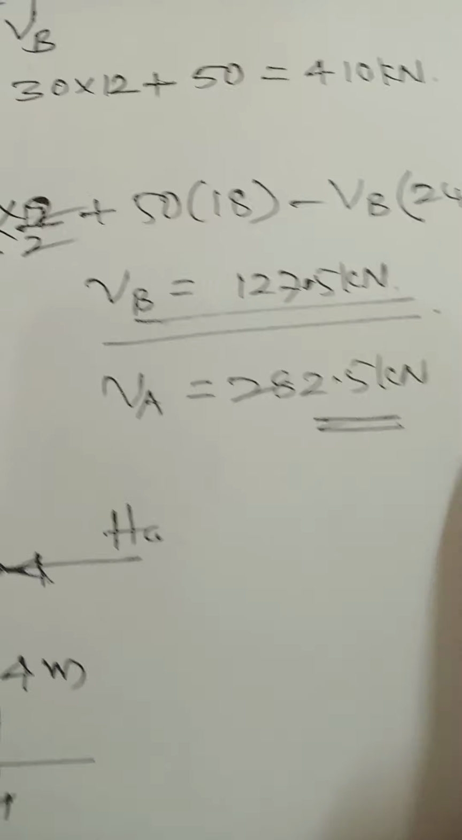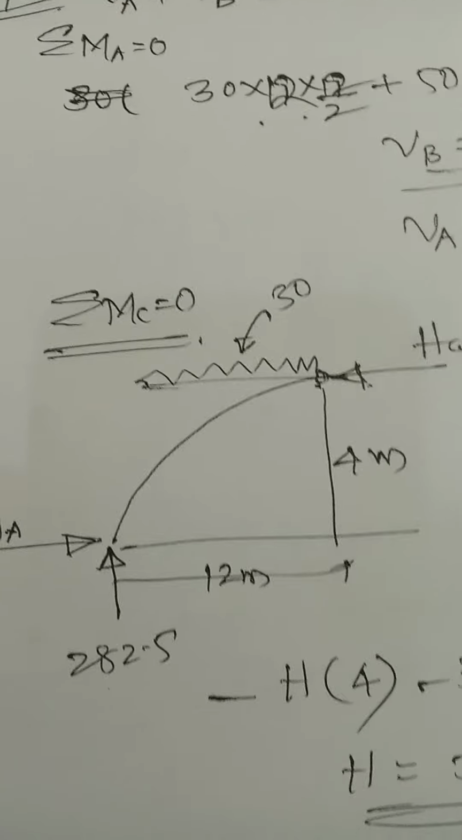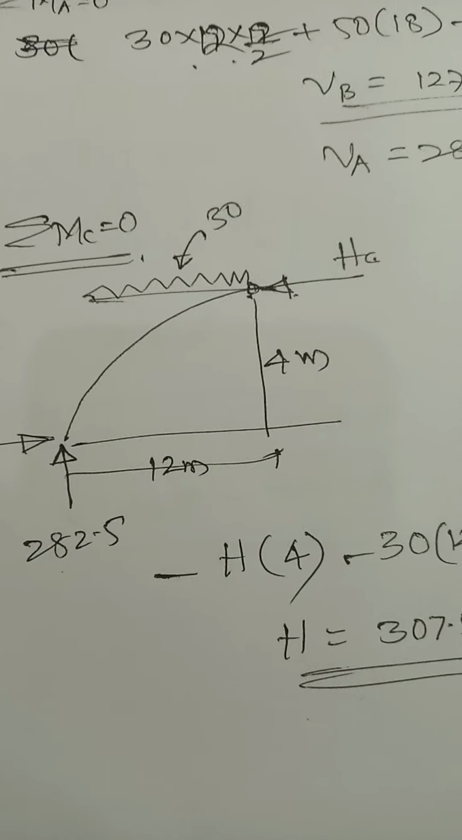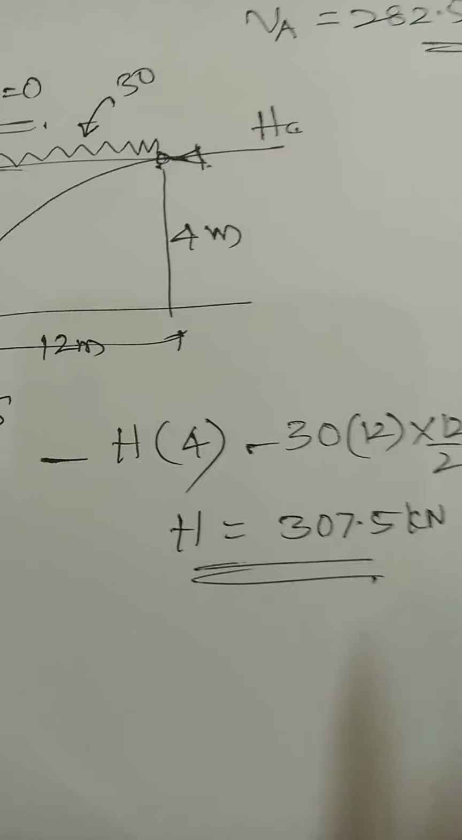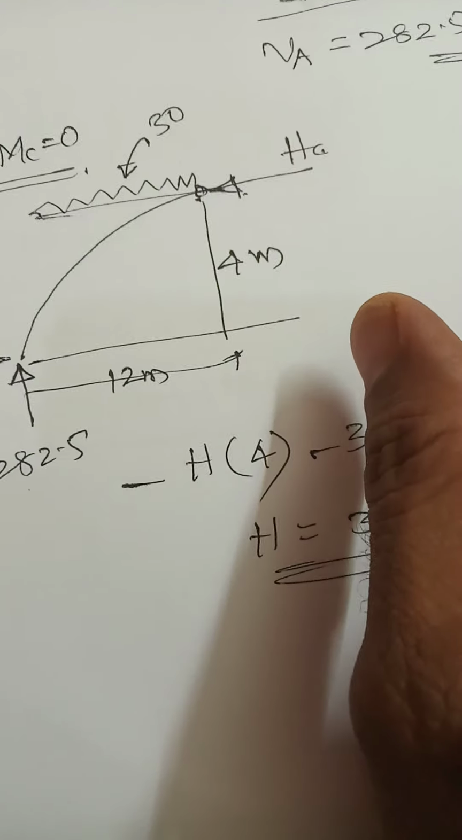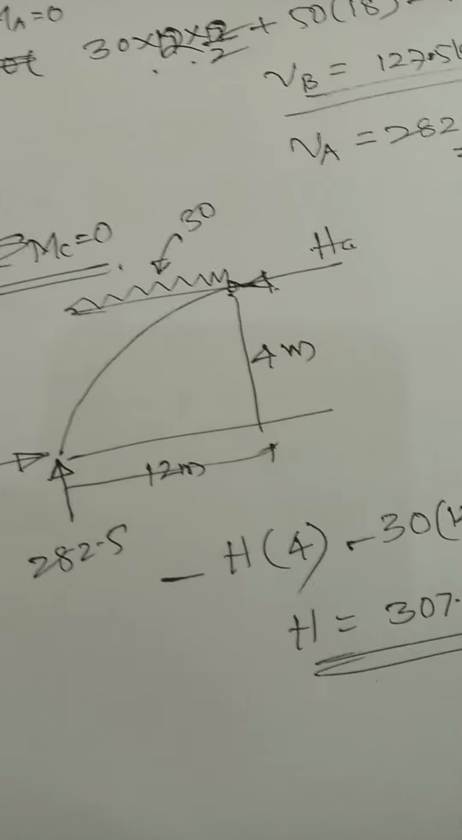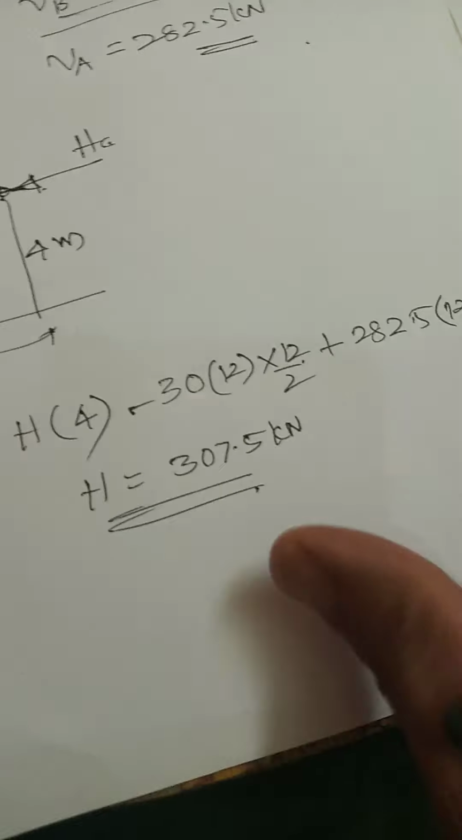After calculating Va and Vb, we can find out the horizontal reaction component, and that is 307.5. We can take either the left half portion or the right half portion. So we can calculate HA, that is nothing but the horizontal reaction.